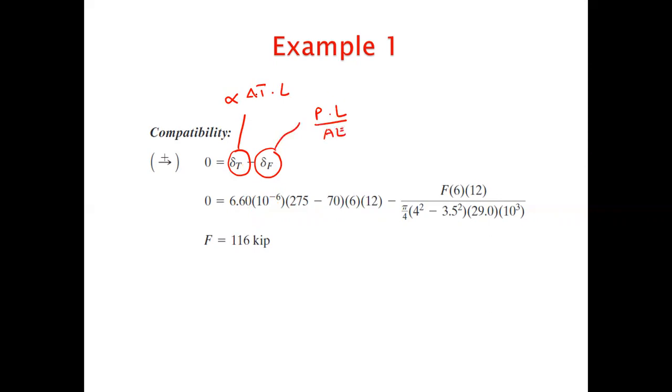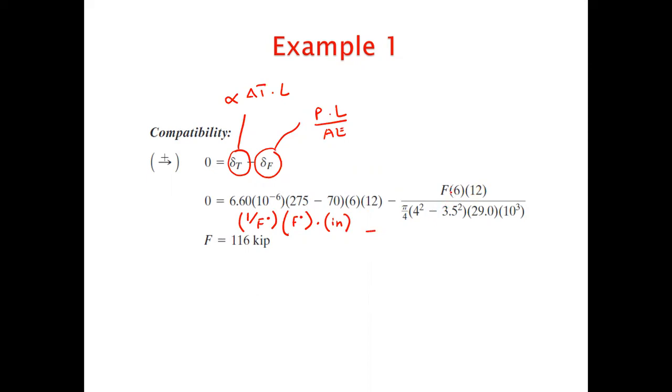Okay, so we have given everything. Alpha is given 6.66 times 10 raised to the power minus 6 per degree Fahrenheit. What is the unit for this one? Per degree Fahrenheit. This is the unit for alpha. Then 275 minus 70. What is the unit? Degree Fahrenheit. Then minus 6 into 12, which is in inch. Now for this one, PL over AE.